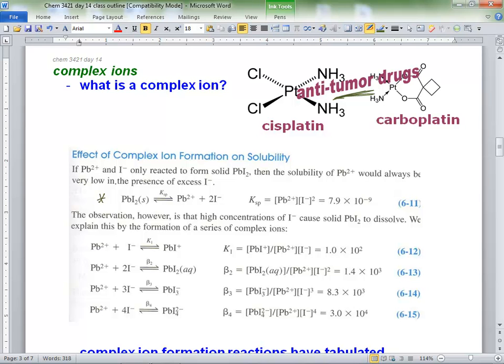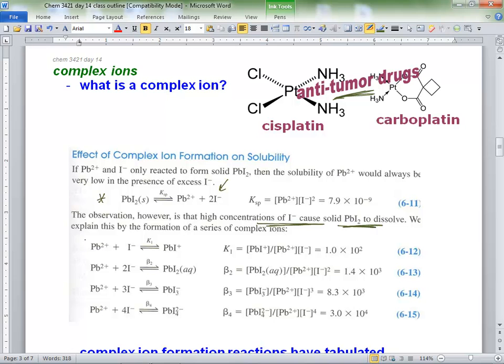And what's interesting is if you dump in more iodine, KSP increases. More lead iodide dissolves. Well, that's just the opposite of what we said, right? If you dump in more iodide, dang, solubility is supposed to go down. You're not supposed to get more lead iodide to dissolve. So something really funky is going on.